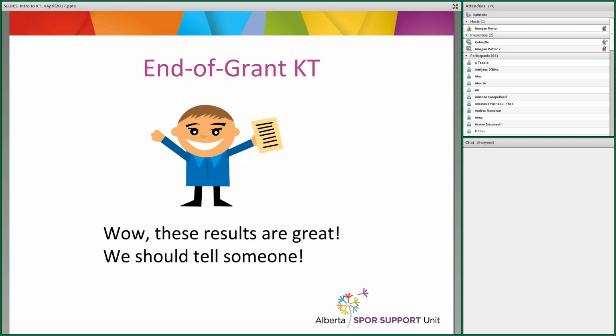So end-of-grant KT, as I said, refers to the dissemination of findings generated from research once a project is completed. And it's not quite as simplistic as this cartoon suggests. Many grant applications require researchers to think about their strategies up front and not just as a last-minute add-on at the end. The researcher needs to develop and implement a plan for making potential knowledge user audiences aware of the knowledge gained from their research project.